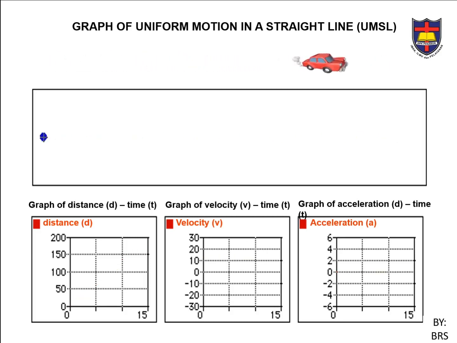Next, the velocity time graph is in the form of a straight line parallel to the x-axis, or time axis, because the speed of the object doesn't change. Last, the acceleration time graph is 0 because the speed is constant, so the change of speed is 0 and the acceleration is 0.